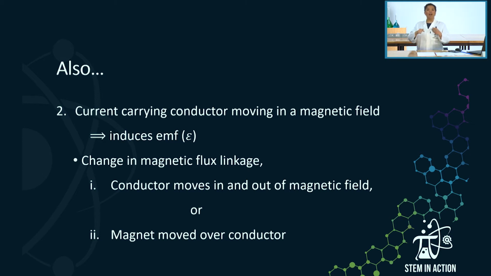So we can get the magnetic flux linkage to change relative to the current in the conductor and the magnetic field, and we can do that by doing two things. One, we could take the conductor and move it in and out of the magnetic field. That would give us a change in magnetic flux linkage. Or we could keep the conductor stationary and move the magnet over the conductor. In both these cases, we have a change in magnetic flux linkage which would induce an EMF in the circuit.